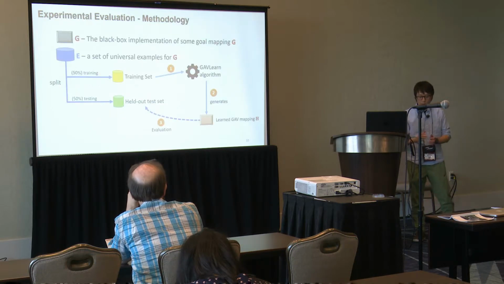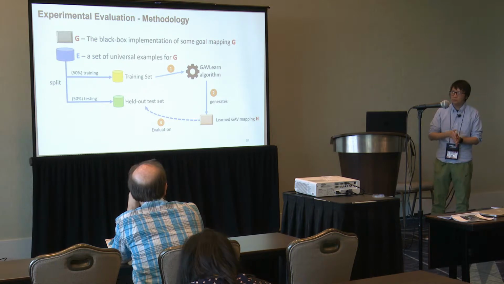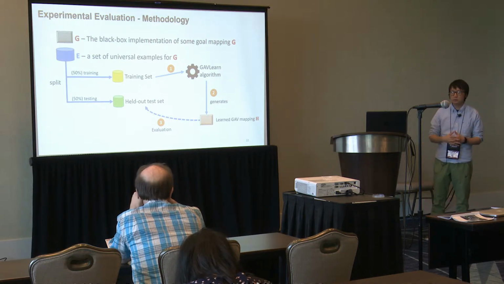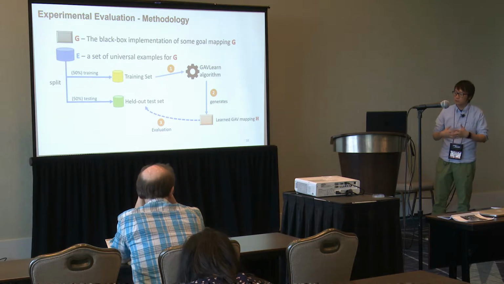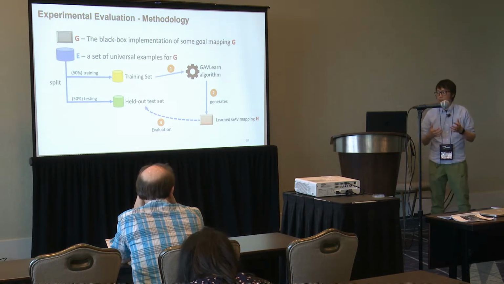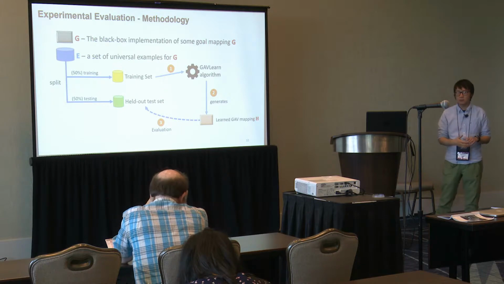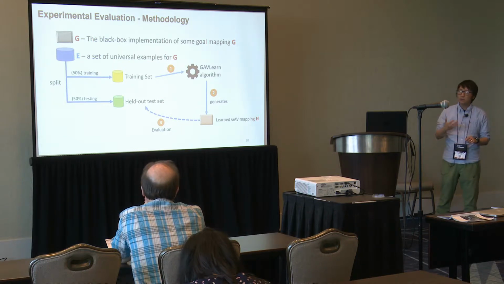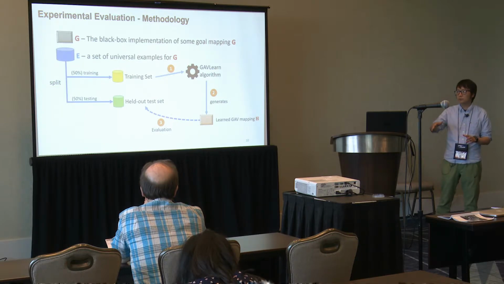All right. So next I will move to our experimental evaluation. First, I would like to describe the methodology we used in our evaluation. Basically, we assume that we are given a black box implementation of some GAV schema mapping G, and we are also given a set of universal examples E for G. And then we split E into half training set and half testing set.